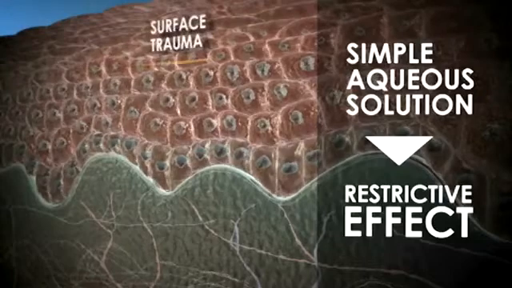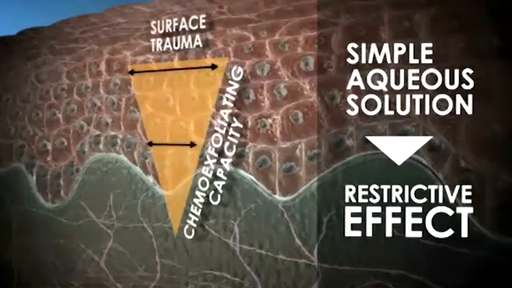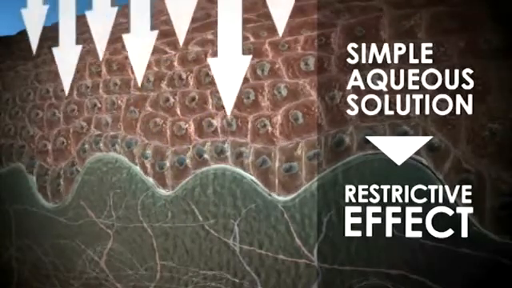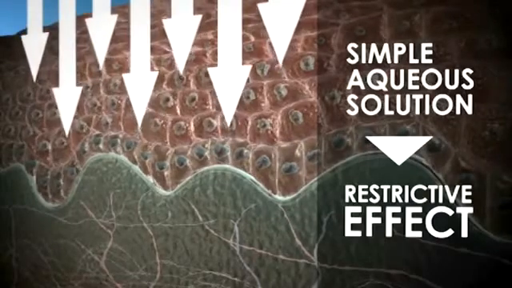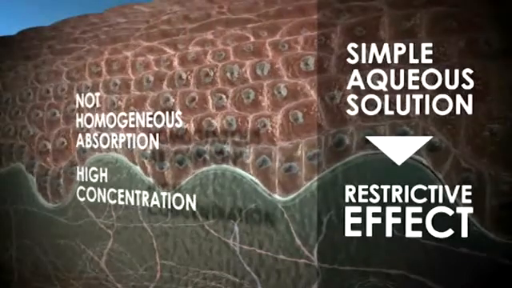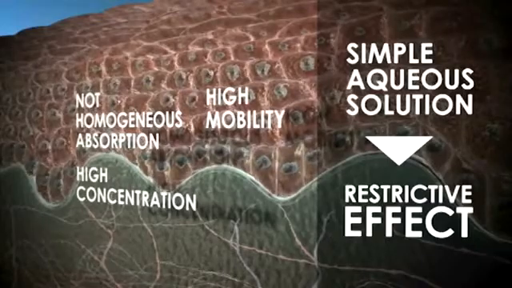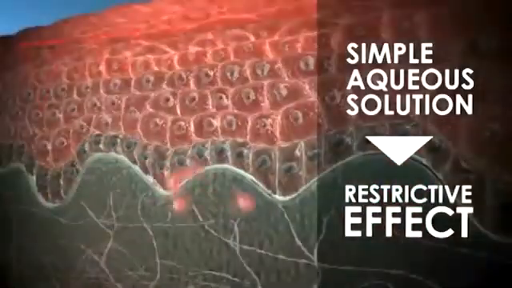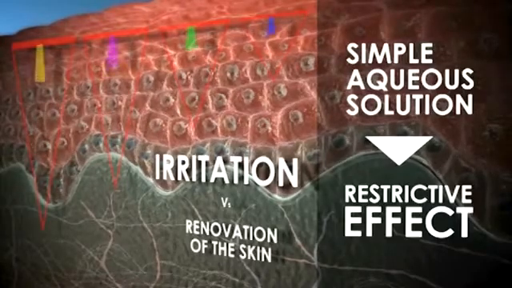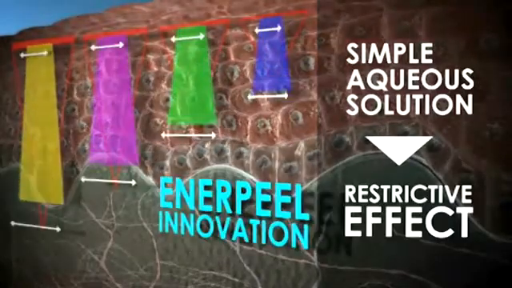The intensity of the surface trauma is not proportional to the acid's ability to renew the epidermis and to remodel the dermis. The superficial trauma caused by a simple aqueous solution of an organic acid applied to the skin depends on the non-homogeneous absorption of the solution, the high concentration of protons, and their high mobility in the original solution. The concentration and mobility values are already at their highest levels. The result is that the relationship between the trauma and the chemoexfoliation efficiency is skewed towards irritation rather than towards skin renewal and remodeling. And these are the reasons why innovation is required.